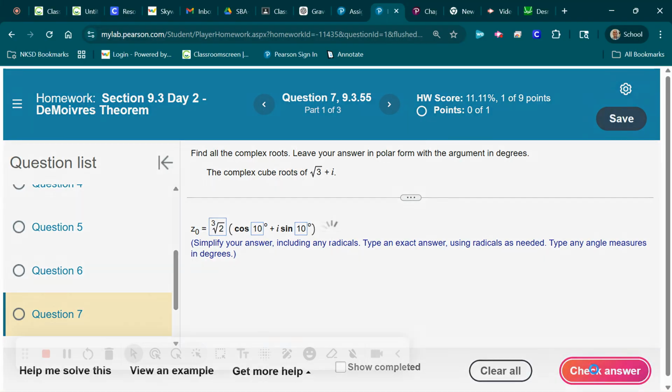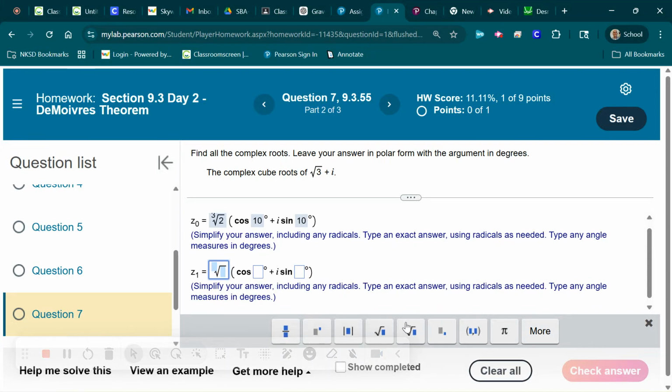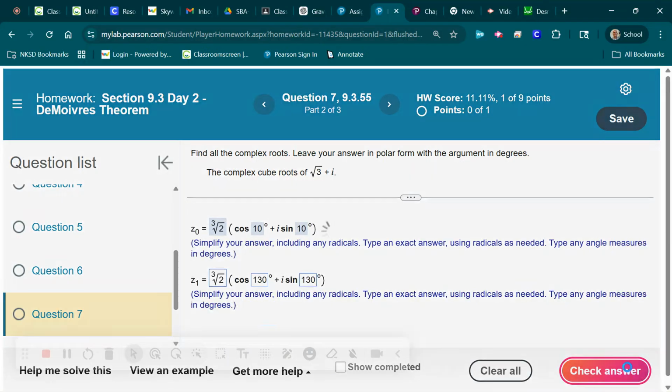And let's check our answer. Okay, that's good. Now we're going to get the same magnitude. So I wish I could copy that right there. It doesn't seem like I can right now. So I'm going to get the cube root of 2, and then I'm going to get 130 degrees in there because we're adding 120. Why are we adding 120? Because a third of 360 is 120, so I'm adding 120 to get down to the next angle.